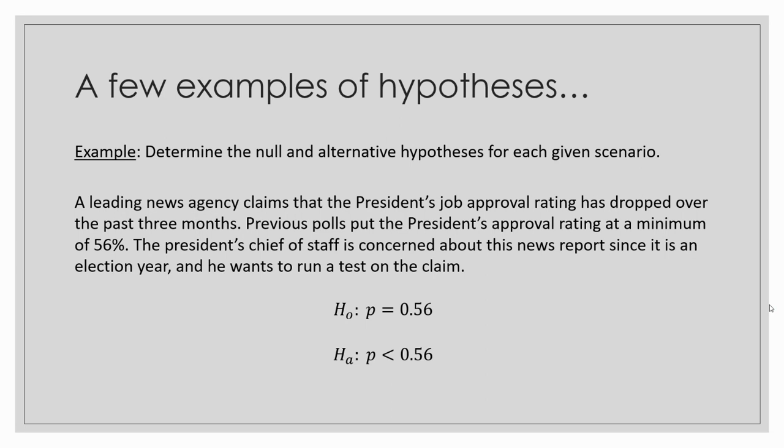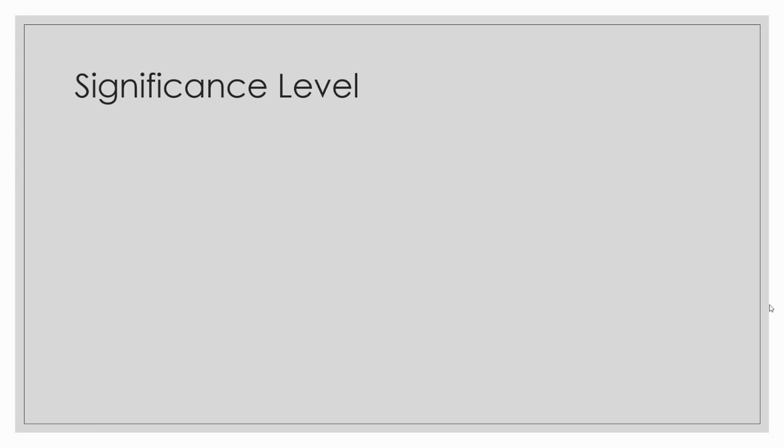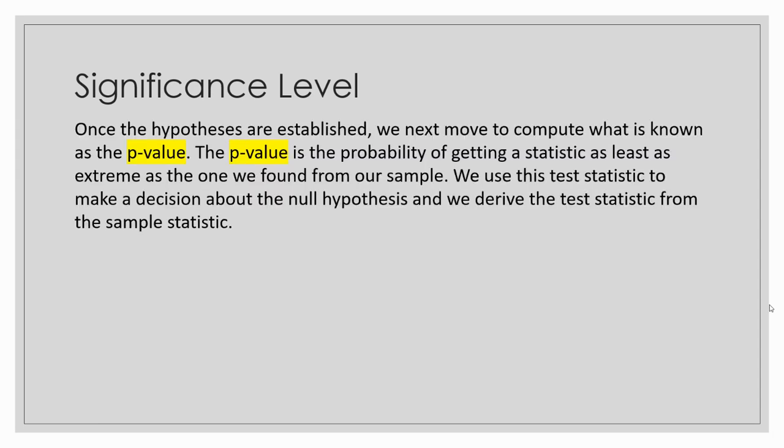And so this would be the steps that you would go through in order to do that. What we're going to spend a moment talking about now are the next set of steps in the hypothesis test, and it deals with something called a significance level. And so what we do after we have the hypothesis test established is we compute what's known as the p-value. Now you'll notice that this is highlighted in yellow. This is where you would fill in the blanks on the guided notes that are provided.